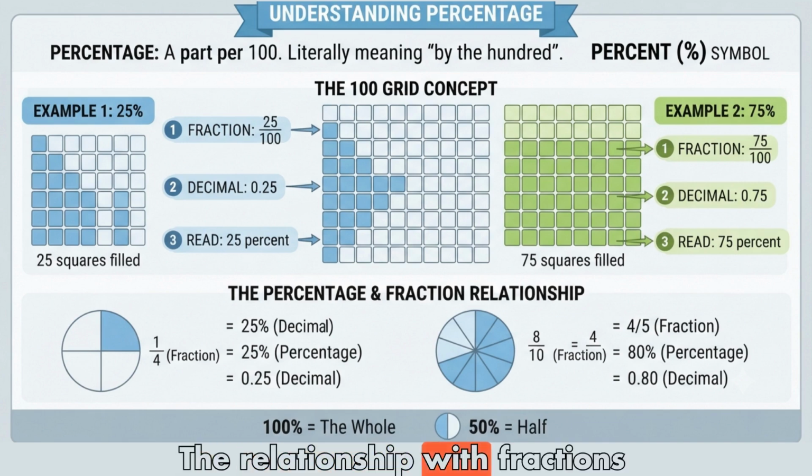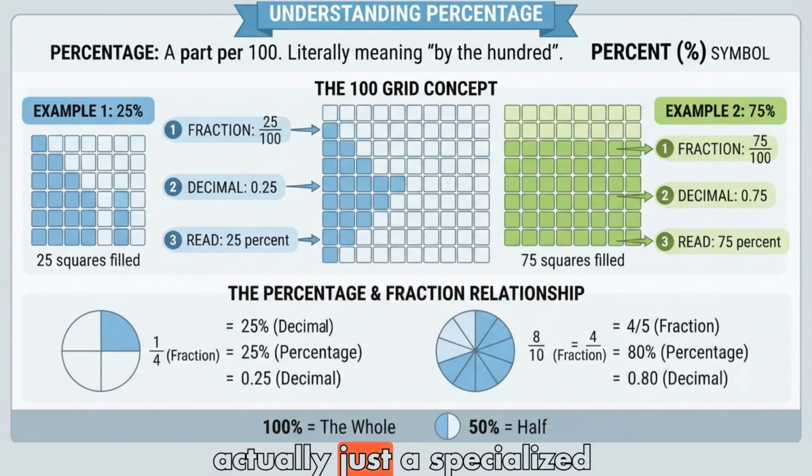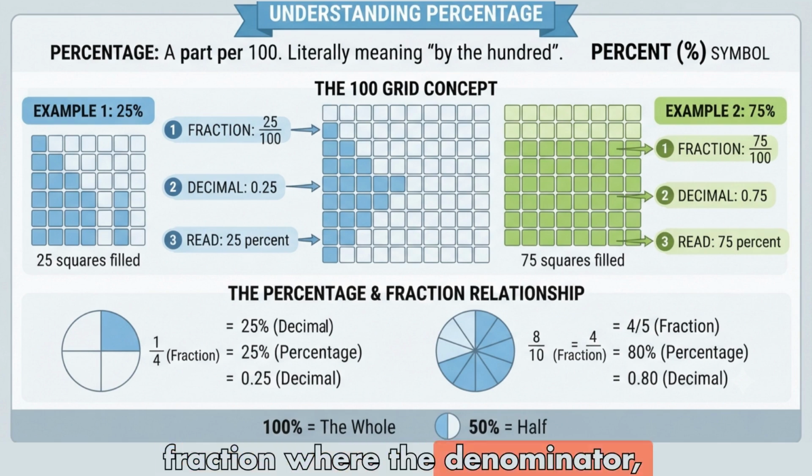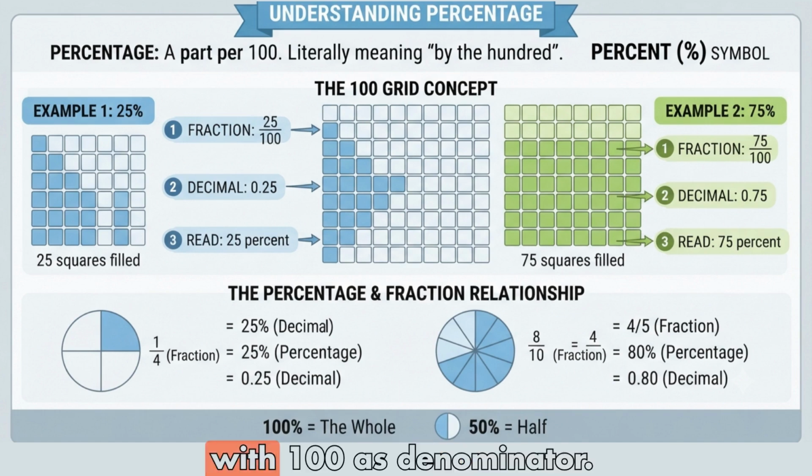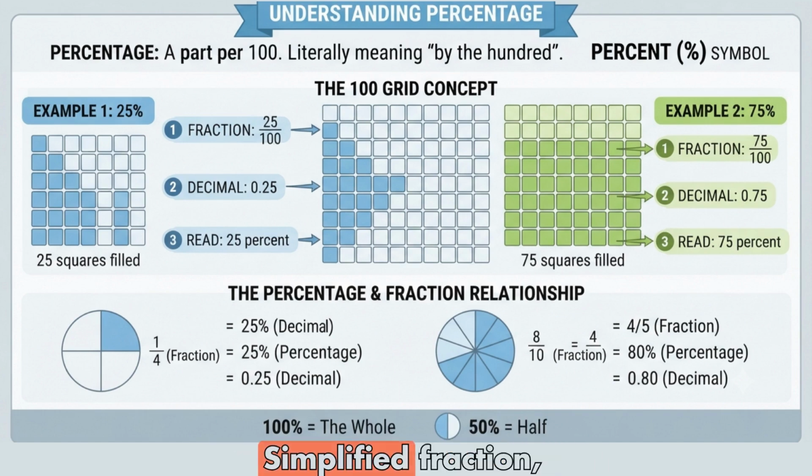The relationship with fractions: a percentage is actually just a specialized fraction where the denominator, the bottom number, is always 100. Percentages, fractions, and decimals are simply three different ways of writing the exact same value. 1. Percentage, 25%. Fraction, with 100 as denominator: 25/100. Simplified fraction: 1/4.